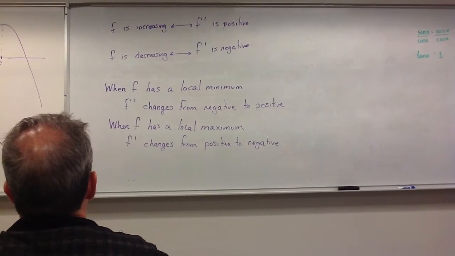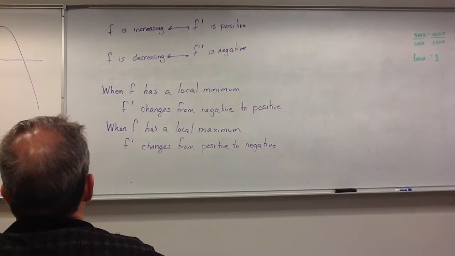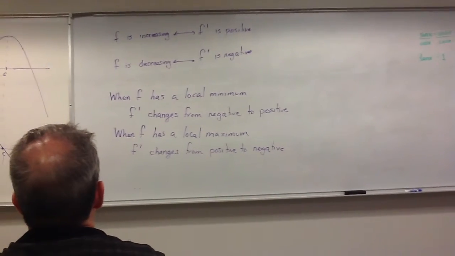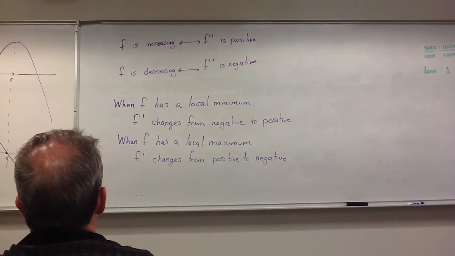Okay. All right, so places where f prime crosses the x-axis, not just touches it, but crosses it from one side of the x-axis to the other, are places where we have local extrema.